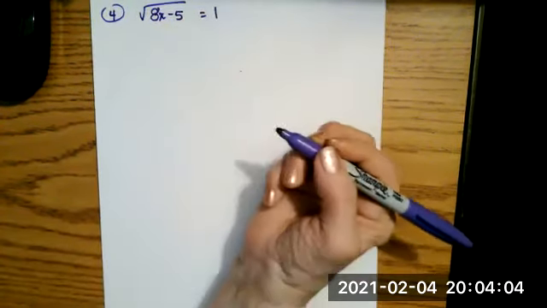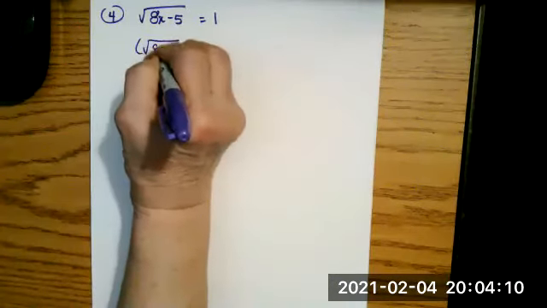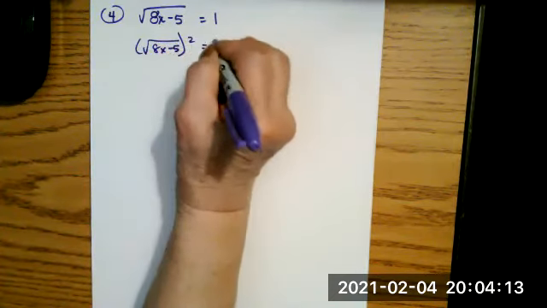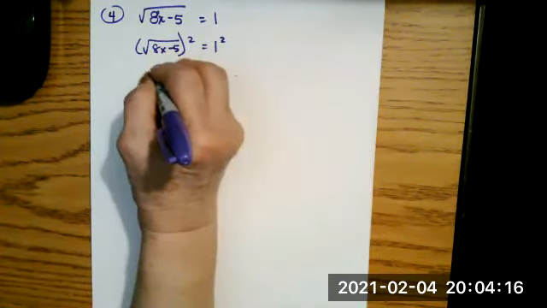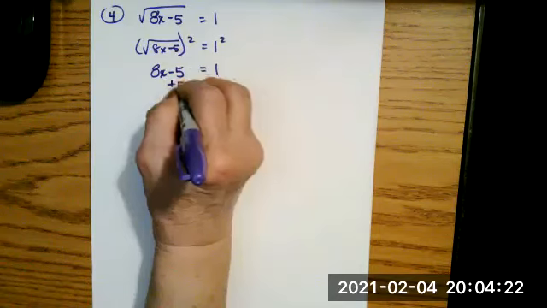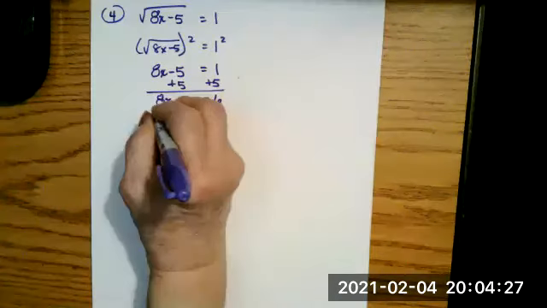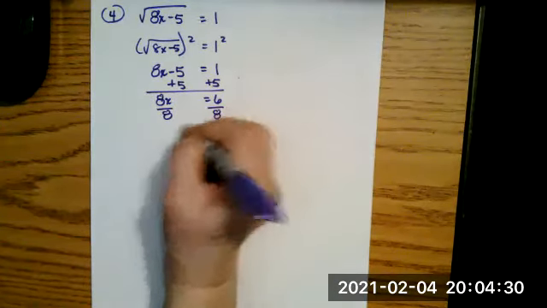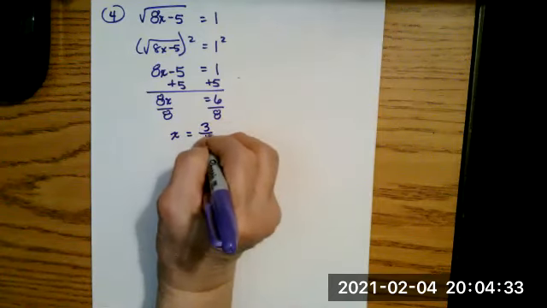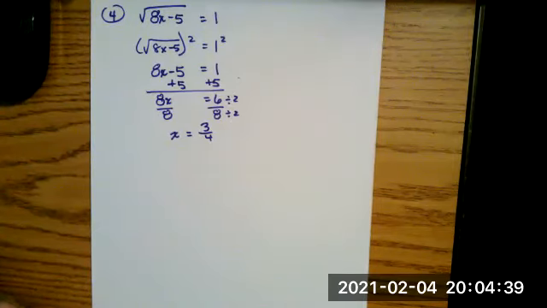We have the square root of 8x minus 5 equals 1. I'm going to square both sides to get rid of that radical. So I have 8x minus 5 that I'm squaring. Over here I have 1 squared. So I have 8x minus 5 equals 1. Add 5. And I get 8x equals 6. Divide by 8. And I get x equals 3/4 because I'm going to divide this by 2. And I get 3/4. See, that one's not too bad.